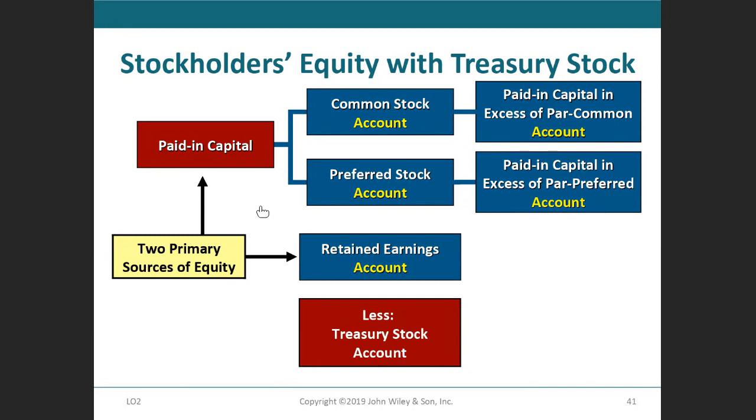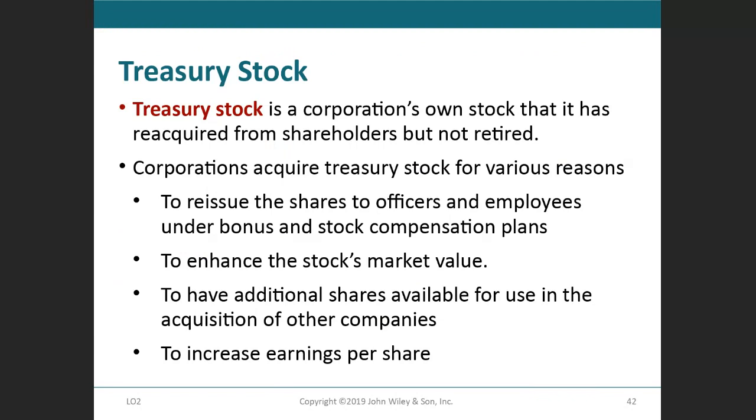You pay cash to the shareholders. You credit cash to the shareholders and they give you back the stocks. Those stocks are added to the balance sheet as treasury stocks. Okay, so let's take a look. Treasury stock is a corporation's own stock that it reacquires from the shareholders but does not retire. So they are still there on the balance sheet as treasury stock.